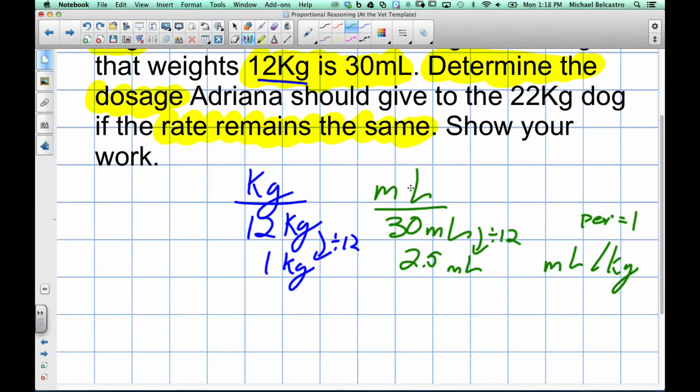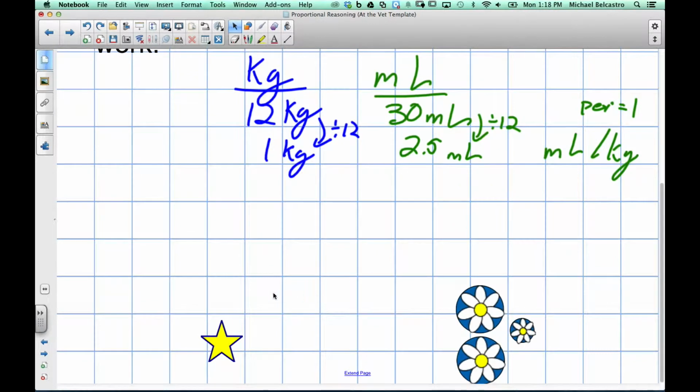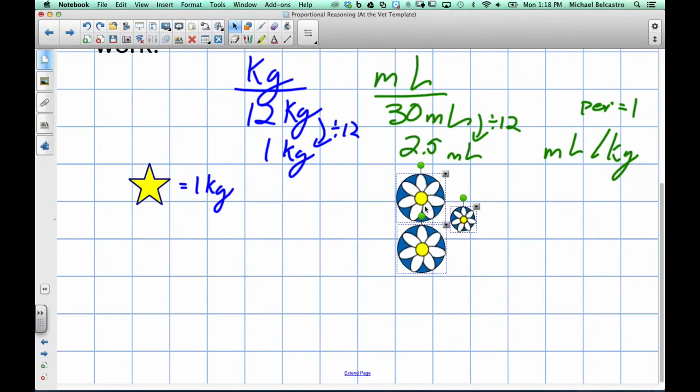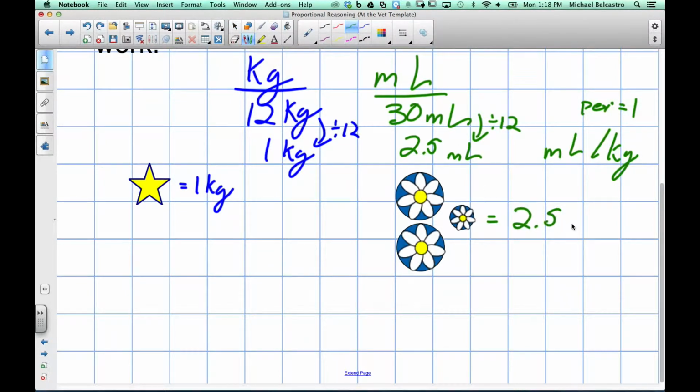So I've already built some of the info here, but let's use a star for our ratio for the dog. 1 kilogram is equal to a star, okay? So we're going to say this equals 1 kilo. While on the other hand, we have our 2.5 medication. Maybe it's a natural medication, okay? So it's flowers, is equal to 2.5 milliliters, okay? And this is the idea that this is 1, and this is 0.5. So together it's 2.5. So we're going to set up that relationship every time.